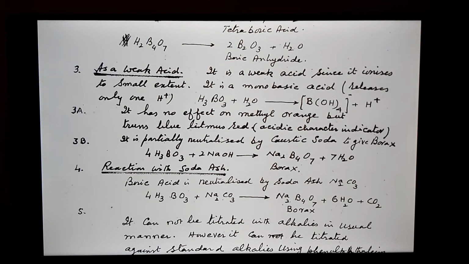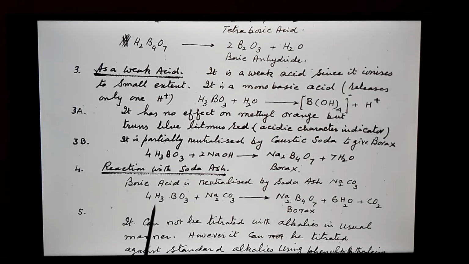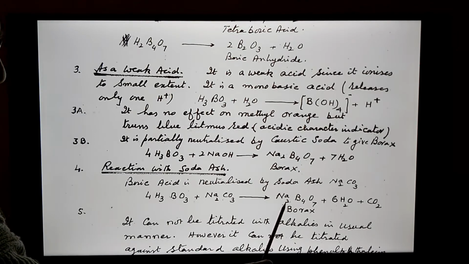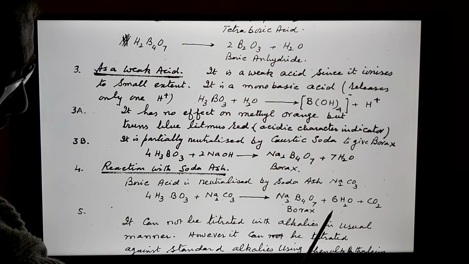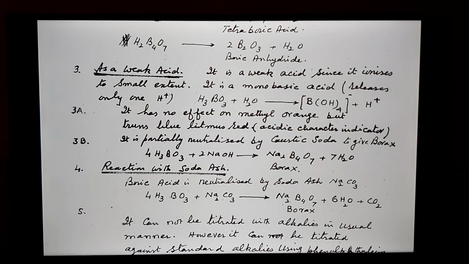Now fourth, reaction with soda ash. Soda ash is dry sodium carbonate. Boric acid is neutralized by soda ash, sodium carbonate, which is also a weak base. So as acid and base, they react to form salt, sodium tetraborate, water and carbon dioxide. 4 molecules of orthoboric acid and 1 of sodium carbonate react to give us borax plus water and carbon dioxide.